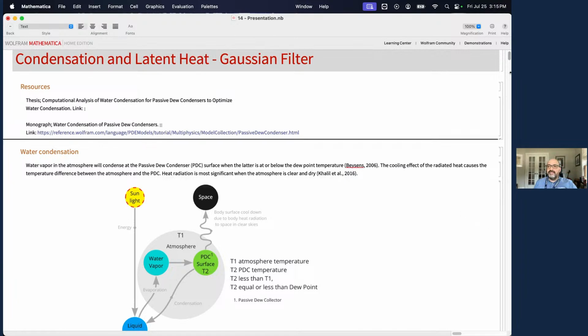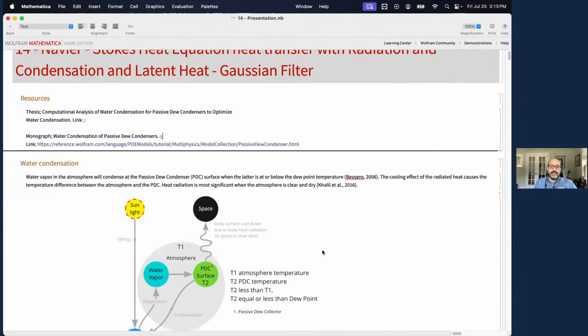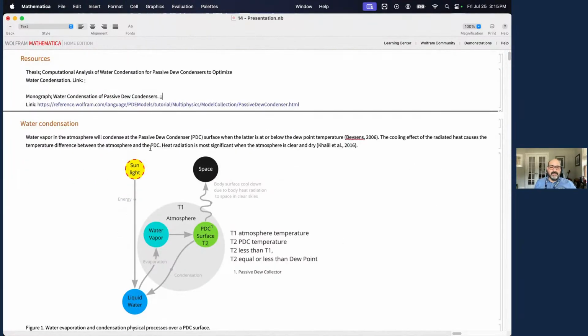It's a passive dew condenser. A passive dew condenser basically takes liquid water, which is in the atmosphere, evaporated in the atmosphere at temperature 1. And then the surface of the PDC is radiating to space. When you take a pyrometer to the sky, you'll see that it's always lower than the ambient temperature. So there's actually a temperature differential that is going to cause any surface to radiate to space.